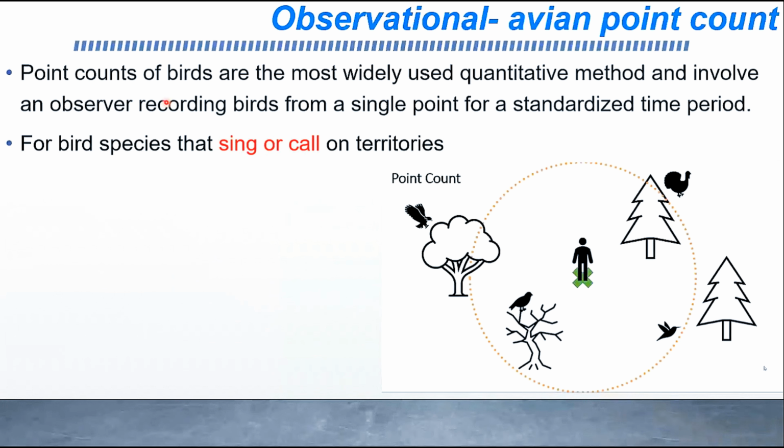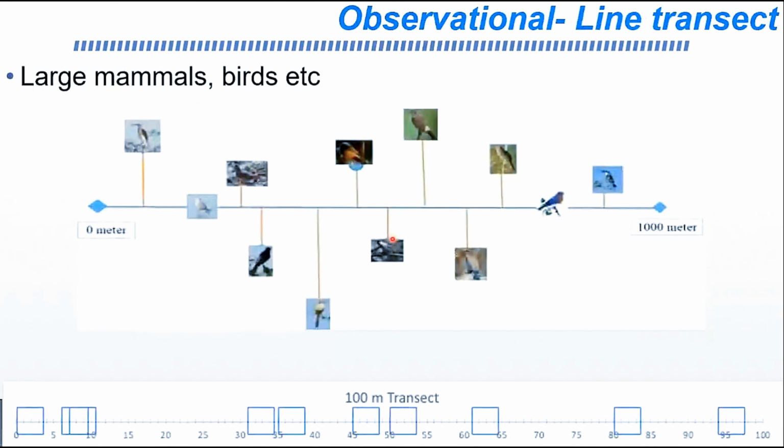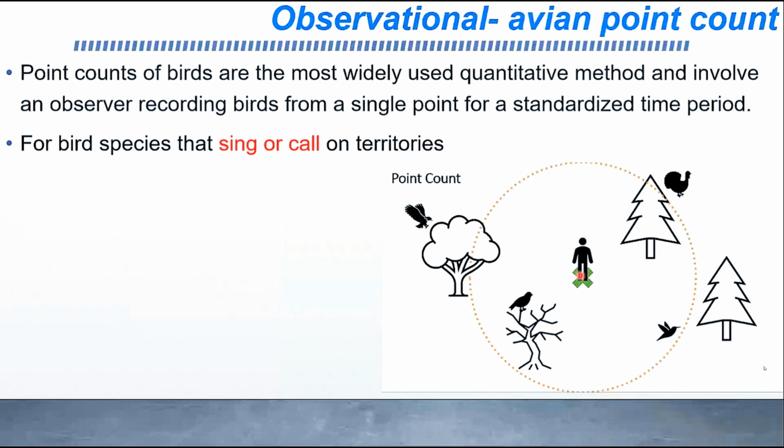Okay, so this is very commonly used for birds, where you record these organisms from a single point, but for a standardized period of time, say for 2 hours, or say for 3 hours, say in the morning, or say in the evening. So this is called avian point count. So the first method is the quadrat method, where you draw a square. The second method is you draw a line and you walk through it. The third method is you stand there and you observe, or you record the calls or the singing of the bird, and then you can understand the diversity and the abundance of the bird species in a given area.